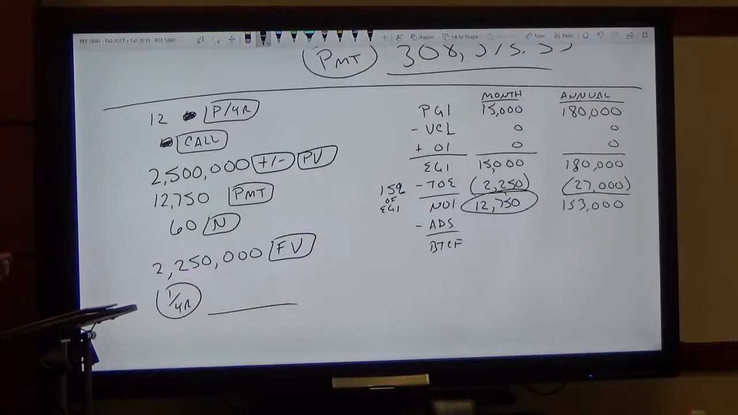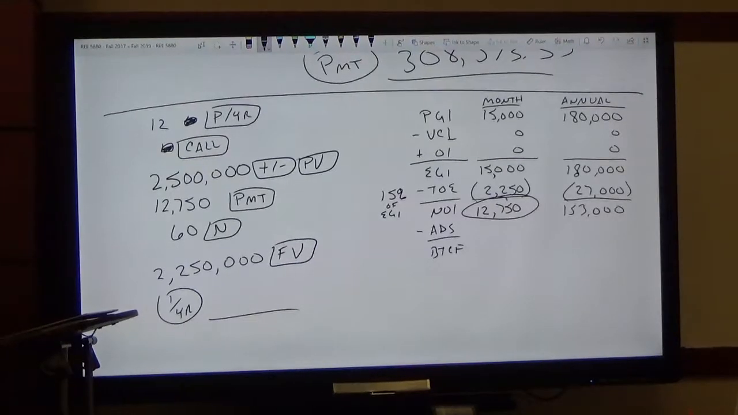Let's see what we get. Just one quick question. So really the only time we would use that internal rate of return function is if the cash flows are variable, so that it's not going to be 12,750 every month. The reason we're not using it is because it's 12,750 every month. Right.